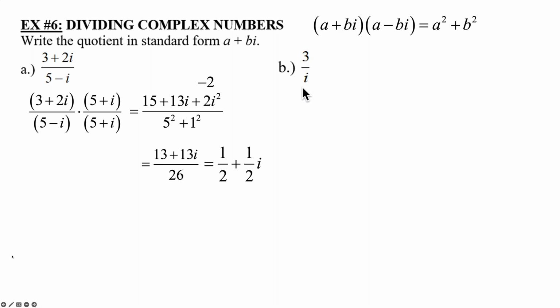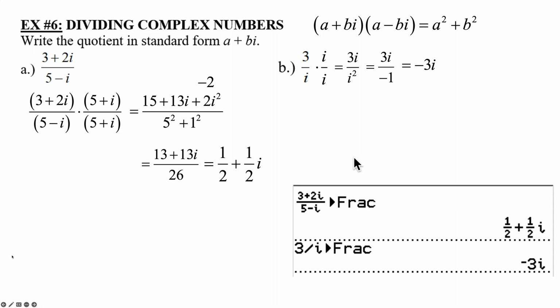Again, we want to rationalize this. If you just have an i term, and I don't care if it's 2i, 5i, or negative 7i, if all you have in the bottom is the i term, just multiply top and bottom by i. 3i over i squared, which becomes negative 1. You just transfer the negative up to the top. Negative 3i is my answer.